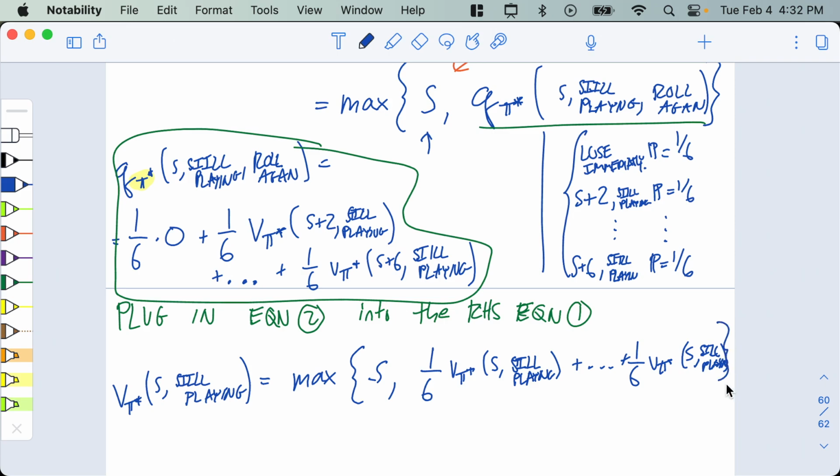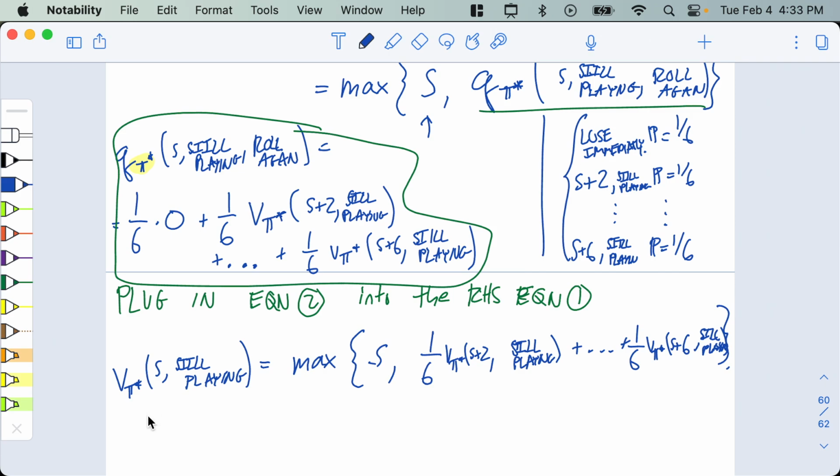Okay, now we have a beautiful equation. Question? Should it be v pi star of s plus 2, dot dot dot, v pi star of s plus 6? Yes, it should be. I forgot to write those. I got excited. Thank you very much. So yes, v pi star of s plus 2, comma, v pi star of s plus 6, comma. Okay. And so this is the Bellman equation for the dice game Pig.